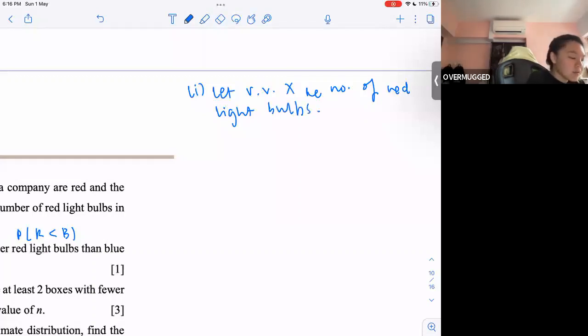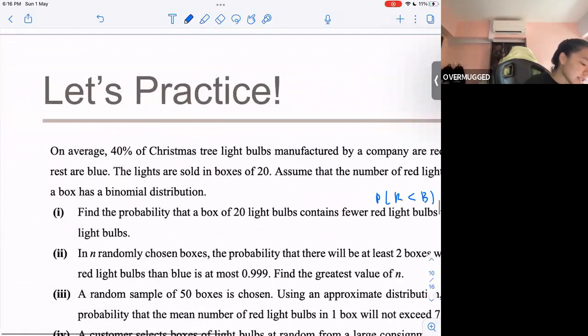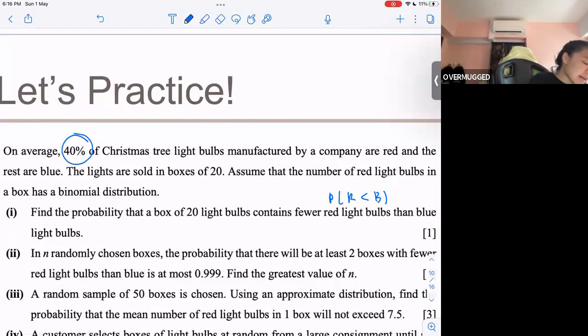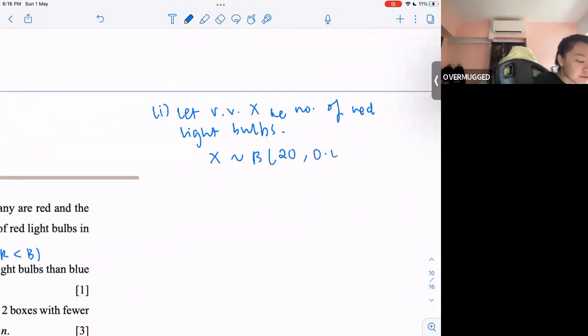Okay, which means that X actually follows a binomial distribution of what? There's 20, and the probability of you getting a red light bulb is 40%, right? So it's 0.4 over here. Can you see that, okay? The number of red light bulbs is X. That means the number of blue light bulbs in a box will be 20 minus X.